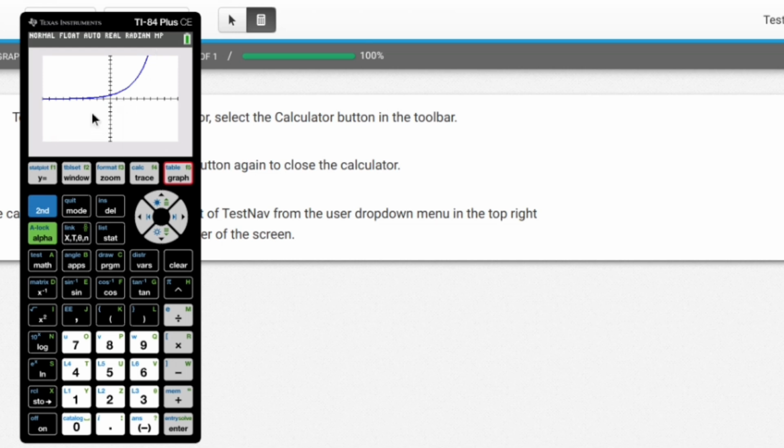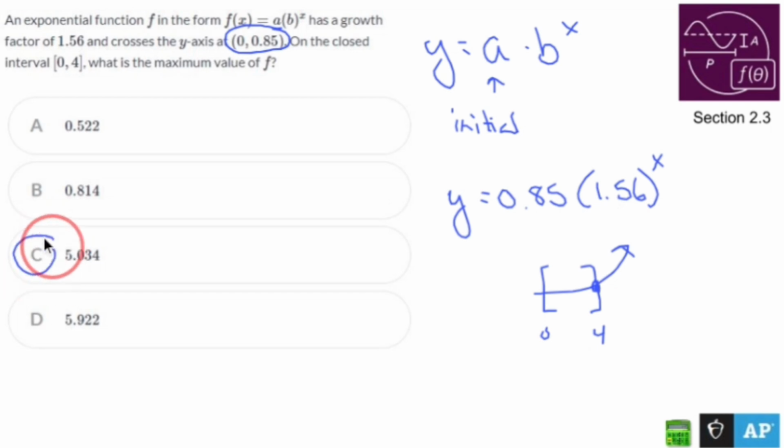Now, my maximum is going to happen all the way to the right of the rightmost part of the interval. So basically, my maximum happens at 4. If I type second trace, hit value, hit 4, I get that number right there, which matches up with answer C. So you're finding the maximum knowing very well that it's going to be all the way to the right for this one. When I did that, I got 5.034, so the answer is C.